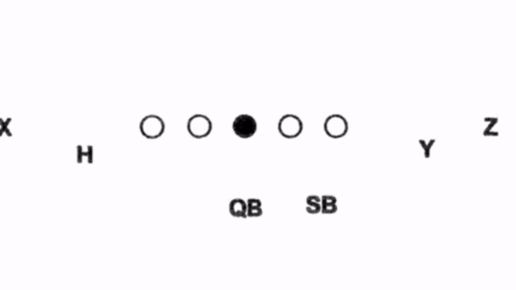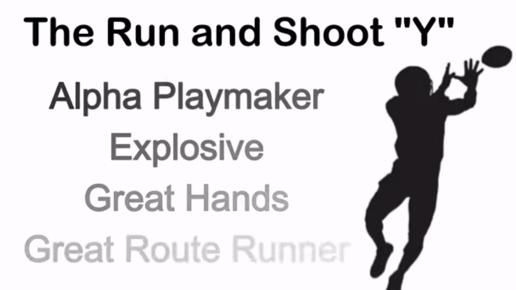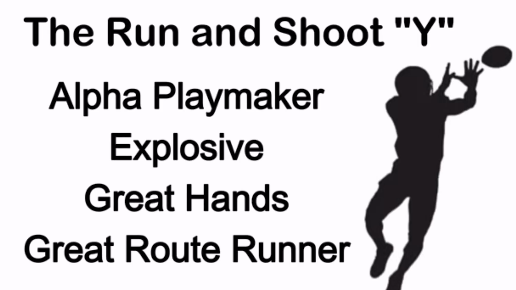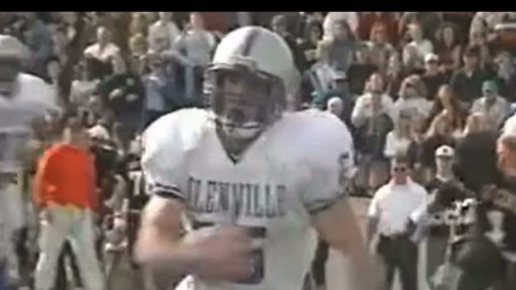Moving on across the formation to the Y receiver, the strong side slot. Traditionally, this was your dude, your jack of all trades. In Rich's early days at Glenville, the Y was Chris George, and all he did was catch over 400 career passes and frustrate every defense we faced. The consummate playmaker and the perfect Y.